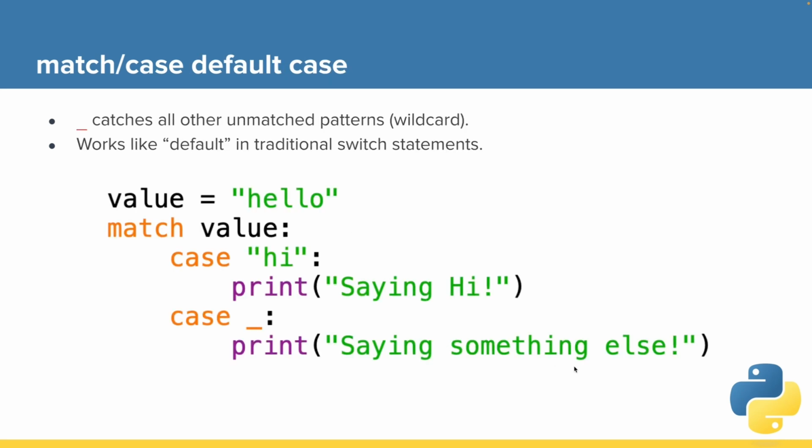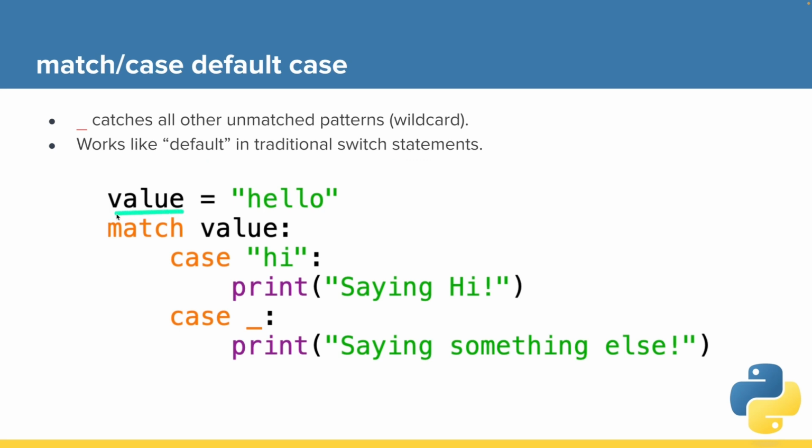Now, lastly, before we get on to some examples, let's talk a little bit more about this wildcard and how it can actually be used as a catch-all to catch all unmatched patterns, or in other words, like an else statement. So if, else, that underscore, if that's our last case, it will just match anything. It works like default in traditional switch statements, the default case. So anything that's not explicitly matched.